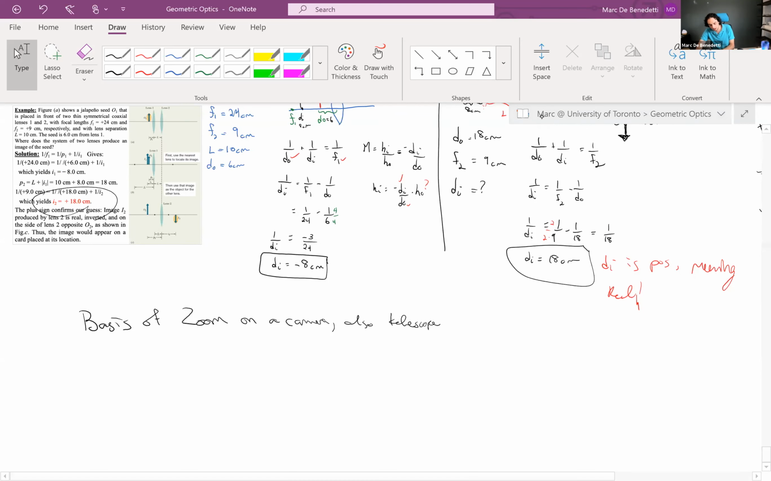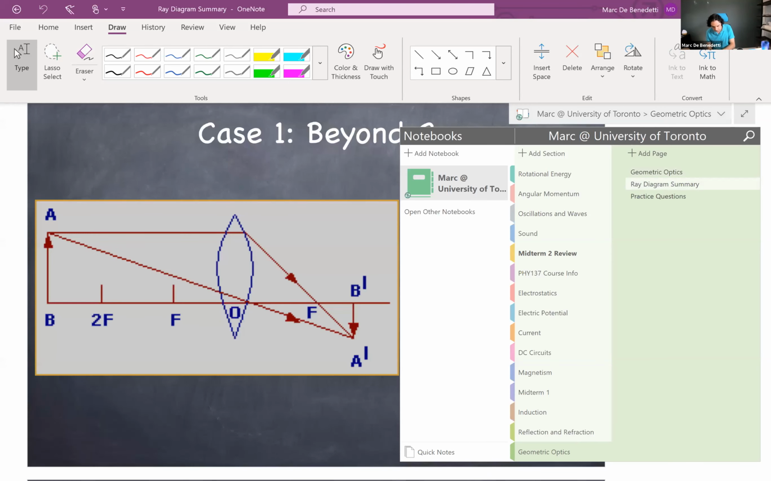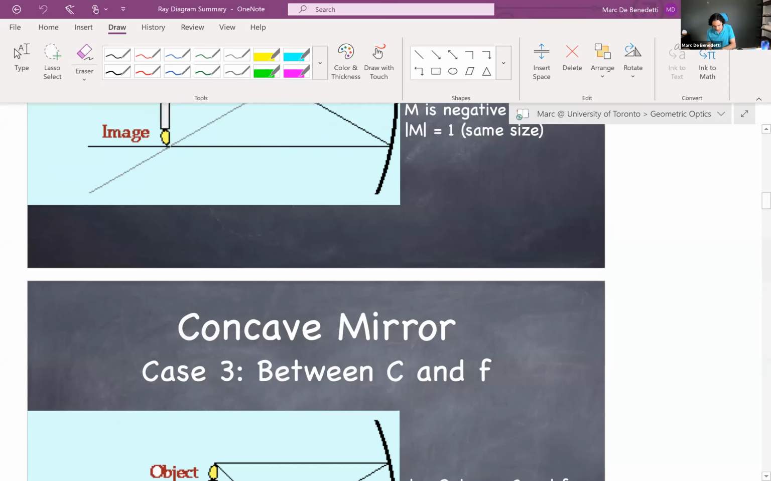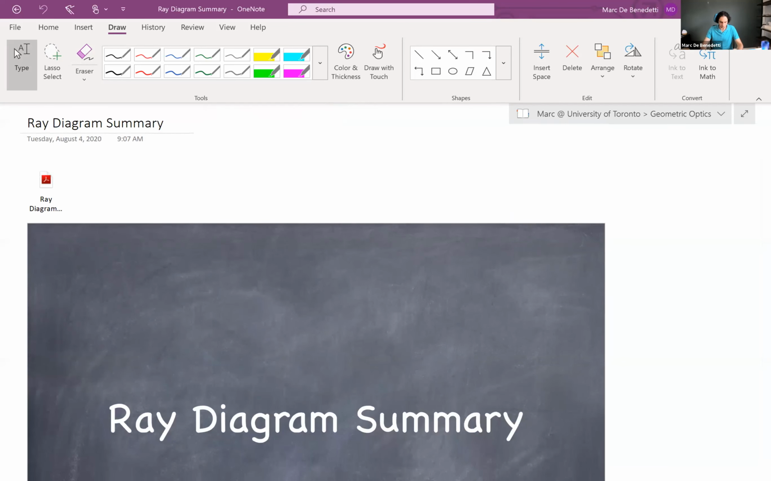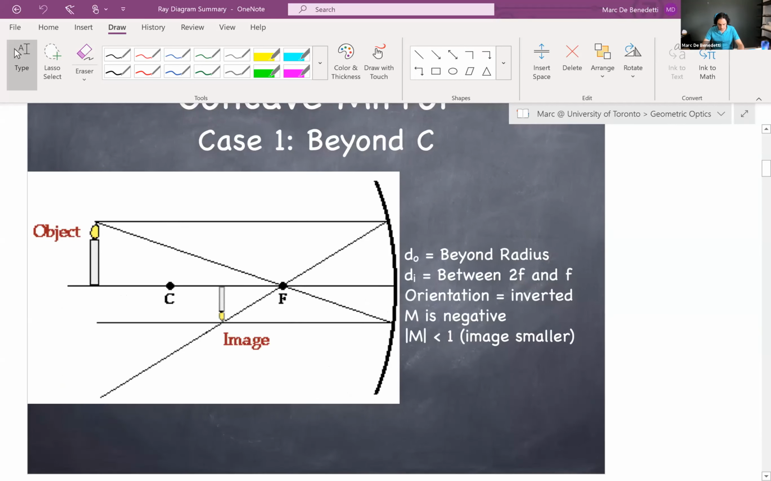Okay, so what I've done is I have prepped a summary of all the ray diagrams and some more practice questions. So before we move on to the wave nature of light, I would like to do a bit of a summary recap and then some practice problems. So here is, I have to scroll up. I don't know why it keeps going in the middle. So here's a summary of all the ray diagrams for you.